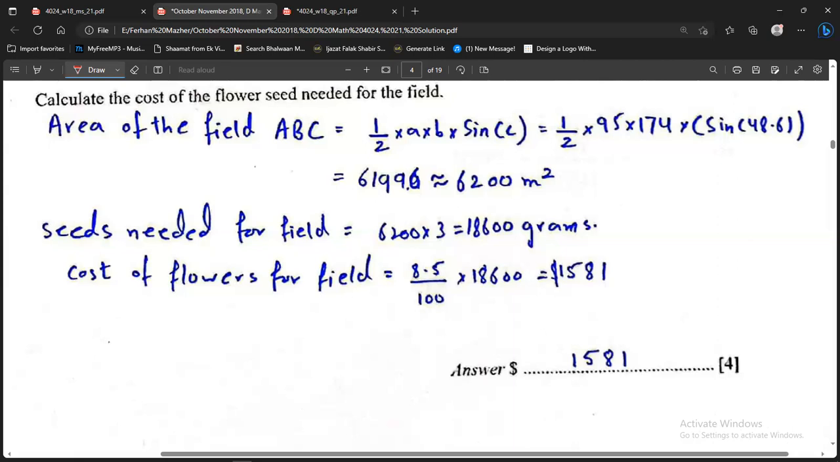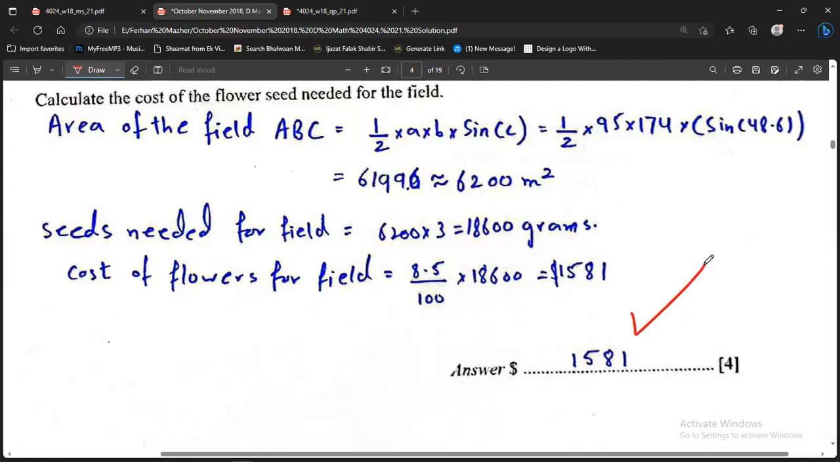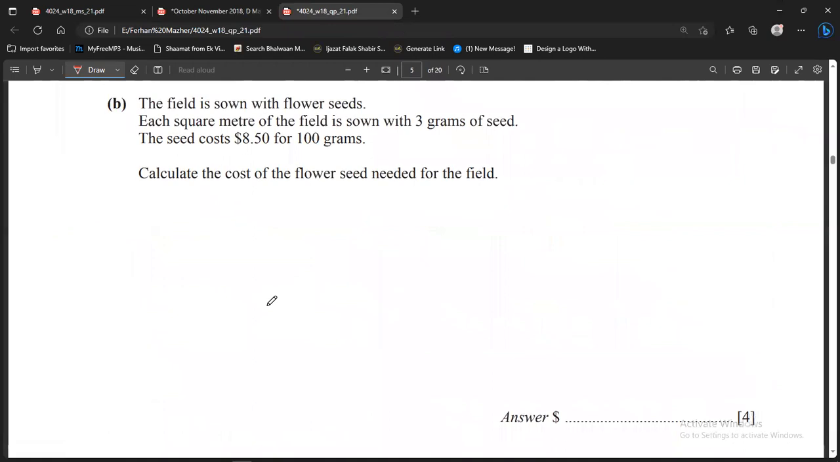For each 100 gram, you need $8.5. For 18,600 grams, you will need $1,581. $1,581. And this answer is the right answer, sir. This is the solution. I hope you understand.